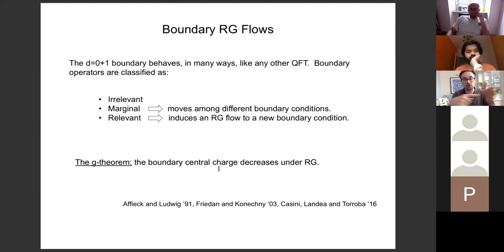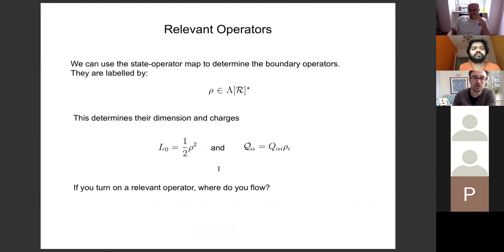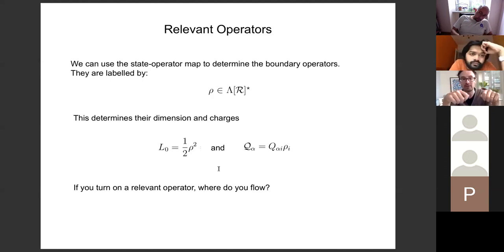We have these boundary conditions that preserve certain symmetries. I want to perturb them with a relevant operator and ask where you flow if you perturb them. So the first question we need to ask, what are the possible operators that I can use to perturb them? This turns out to be very easy to understand. You do it firstly by computing the partition function for the system on an interval. Reading from the partition function, you can extract all the states, their energies and their charges, and then you use the state-operator map, which for boundary conformal field theory tells you about boundary operators, not bulk operators.